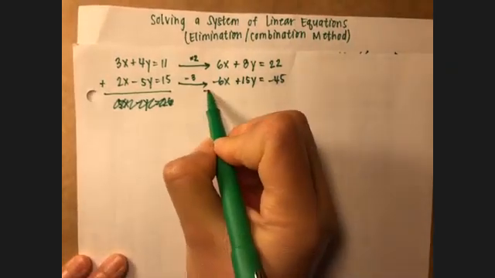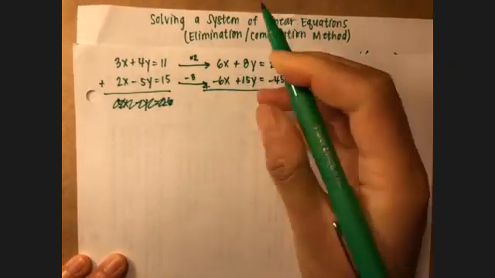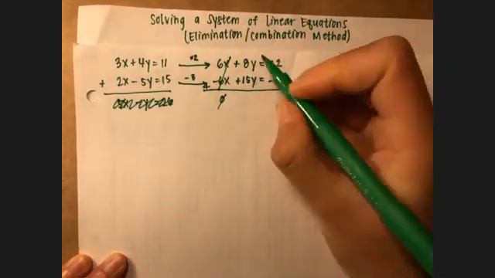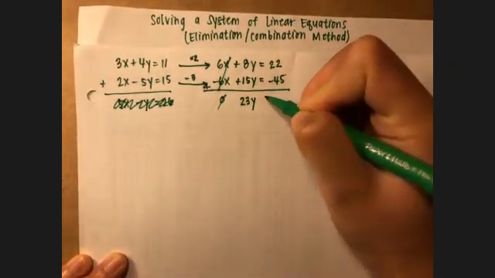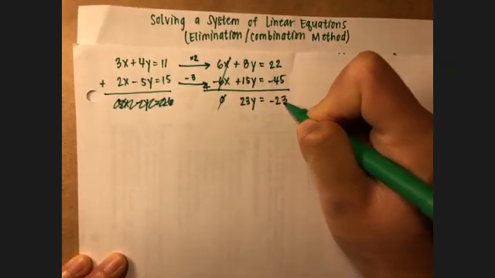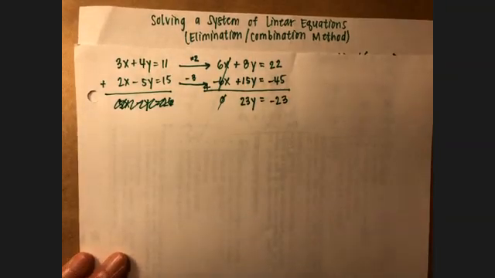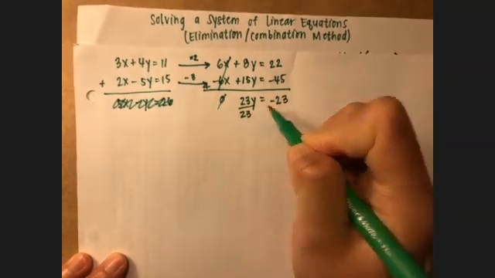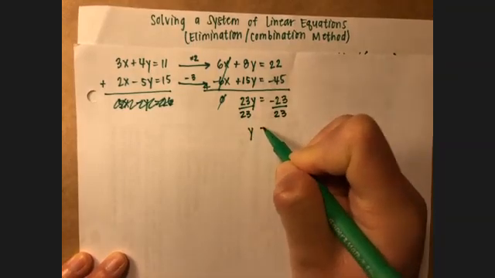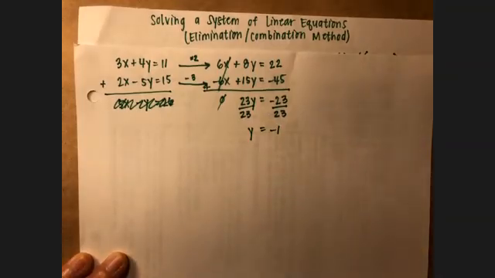So when I add the two equations together, we have 6x minus 6x. That's gone, that's just 0. 8y plus 15y is 23y, and 22 minus 45 is -23. Okay, now the x is gone, now I can just look for my y. So divide by 23 on both sides. 23y divided by 23 is just 1y. -23 divided by 23 is -1.